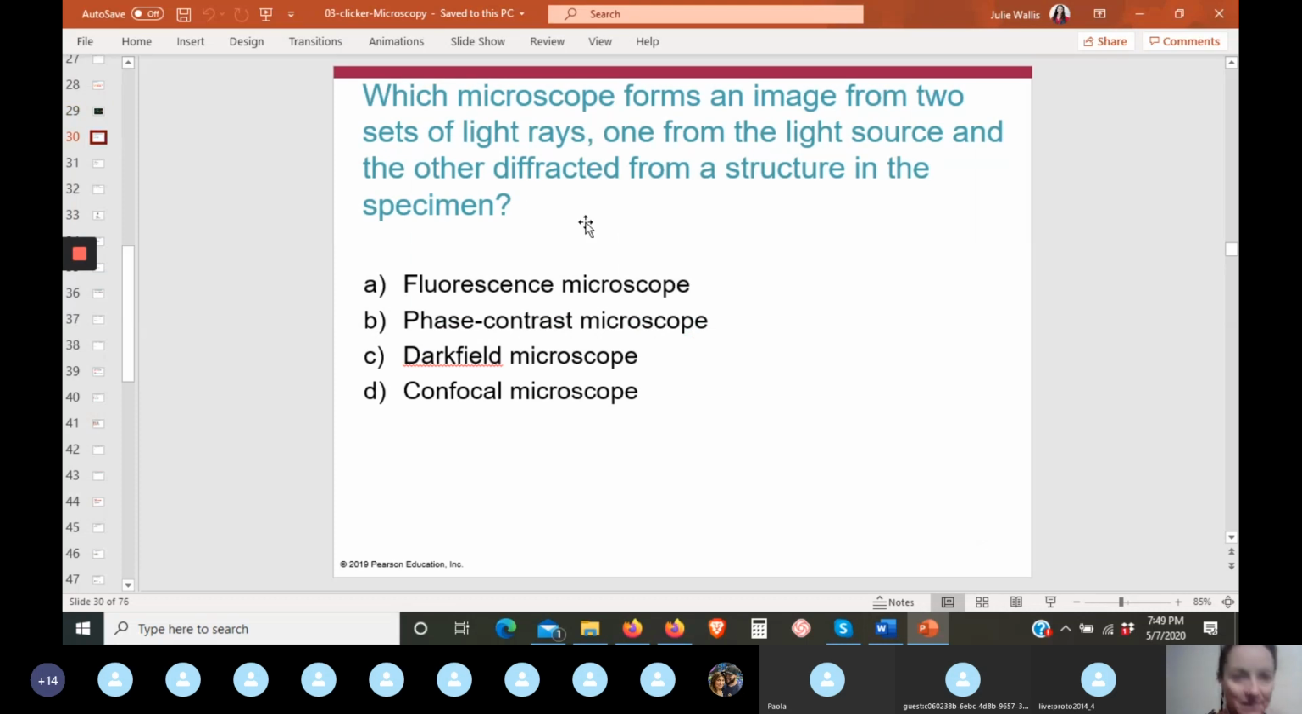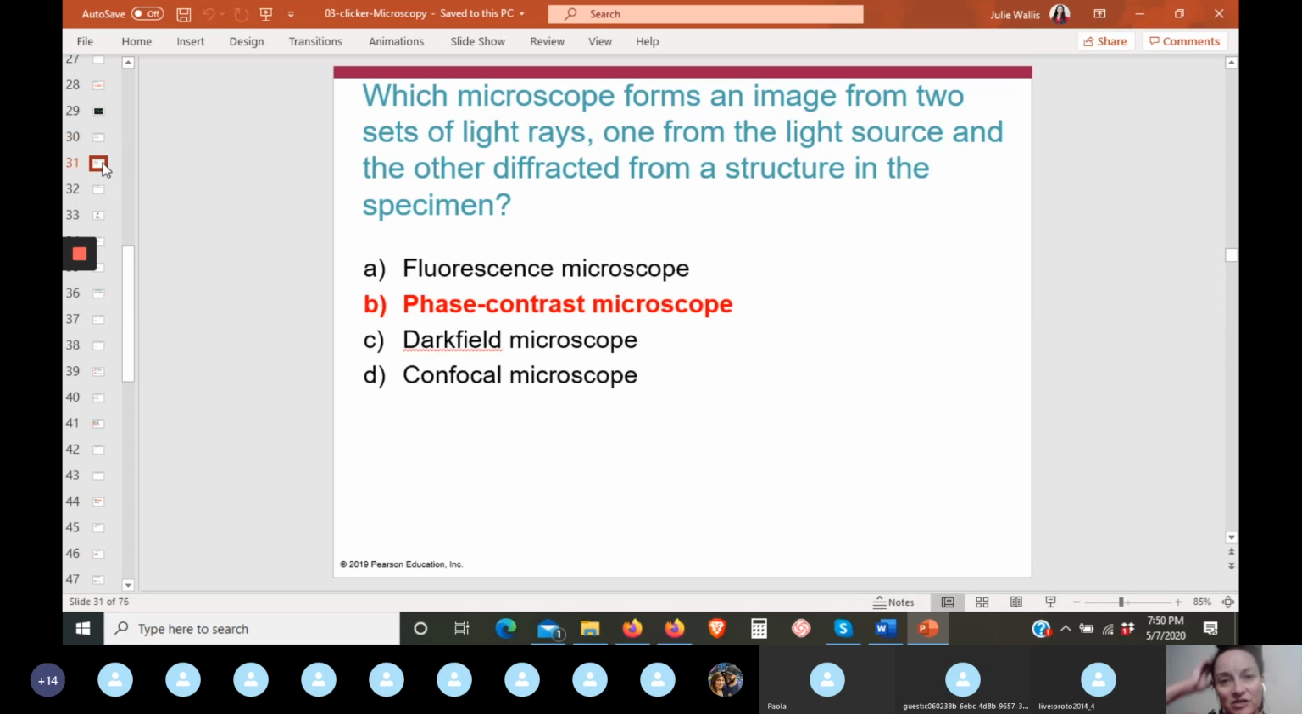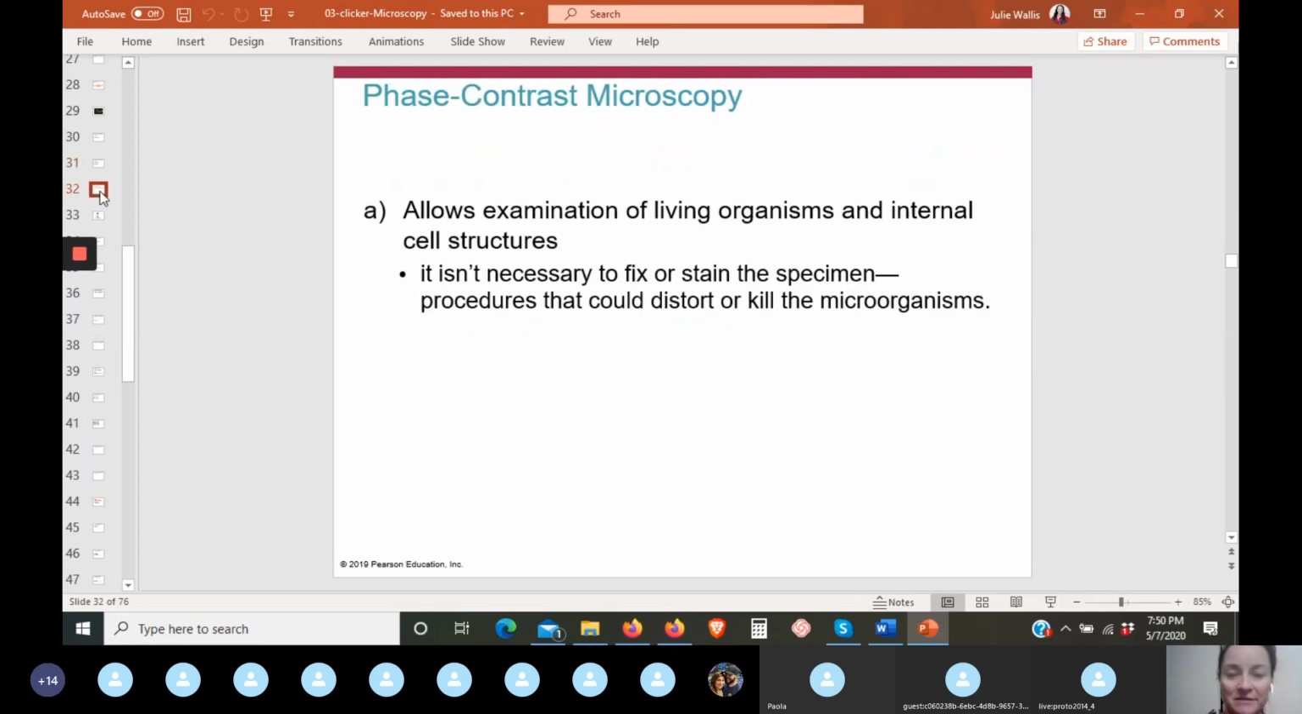Okay, next one is which microscope forms an image from two sets of light rays, one from the light source and the other diffracted from a structure in the specimen? That was a complicated one. Two sets of light rays. That is phase contrast. So that is hitting it at different angles, and you're going to have shade that forms at different angles, and that allows you to see the specimen differently.